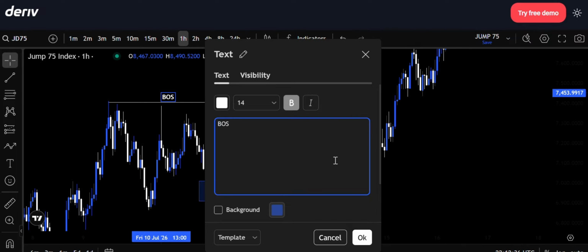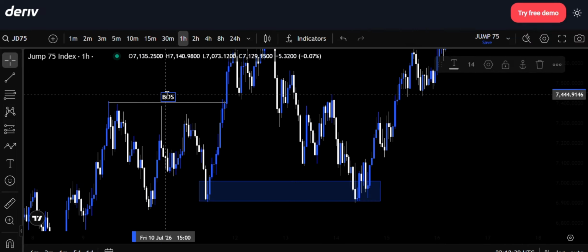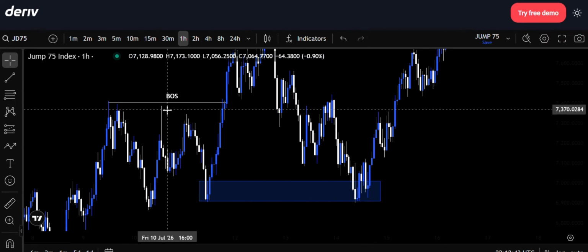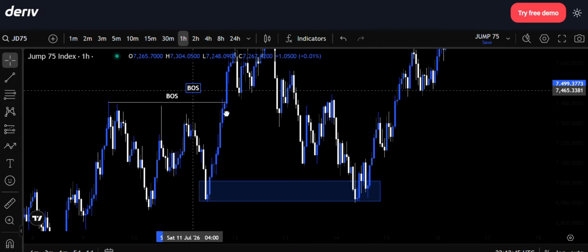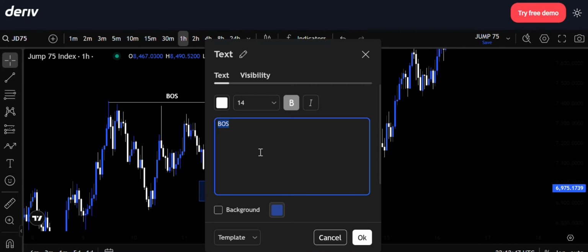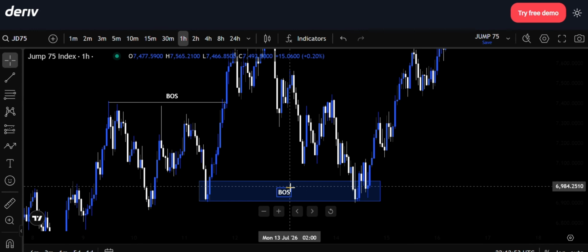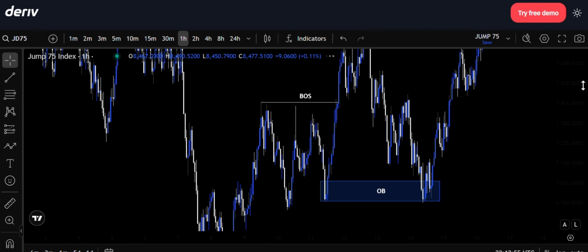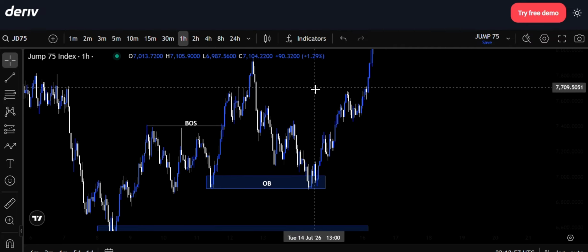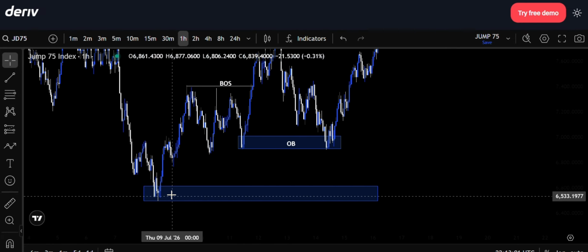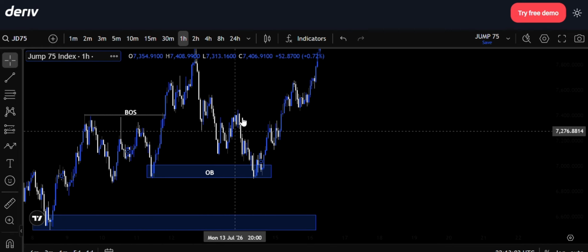Break of structure. So we have a break of structure right here, and then this is the other block that caused the break of structure. So we have another block right there. After this break of structure to the upside, remember we have this extreme zone as well, but we didn't see price react to this zone, but price reacted here.